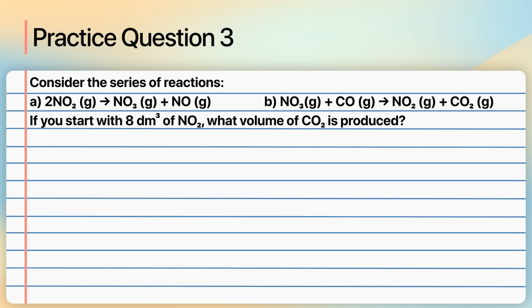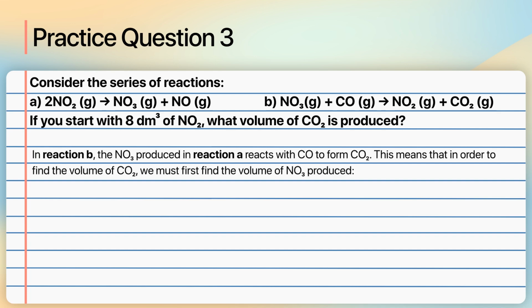Finally, let's try example 3, combining volumes in a series of reactions. Consider the following series of reactions. Firstly, reaction A occurs followed by reaction B. If you start with 8 decimeters cubed of NO2, what volume of CO2 is produced? In reaction B, the NO3 produced in reaction A reacts with CO to form CO2. This means that in order to find the volume of CO2, we must first find the volume of NO3 produced.